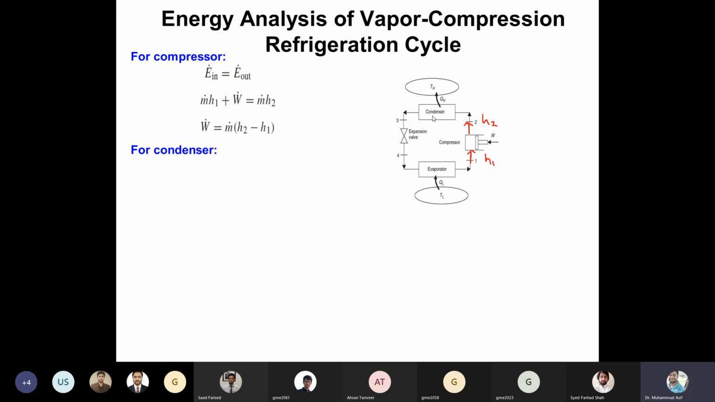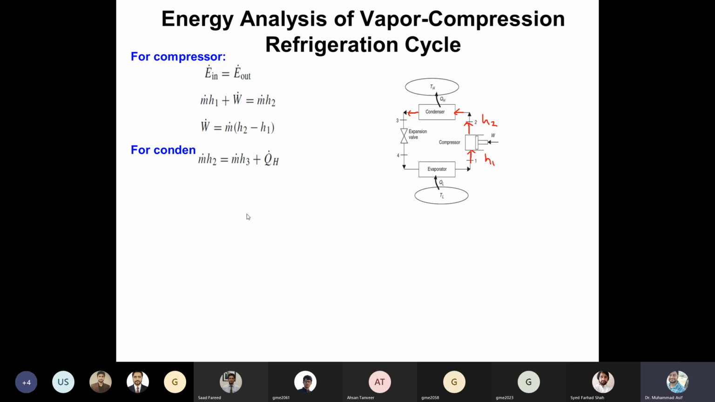Similarly, for other components, for example the condenser, we can have the energy balance of how much energy is entering. The energy entering is H2, the energy leaving is, let's say, H3, and similarly we have to reject heat. That's the heat rejection, which is QH out. So for this one, the energy in is H2 and the energy out is H3 and the QH.